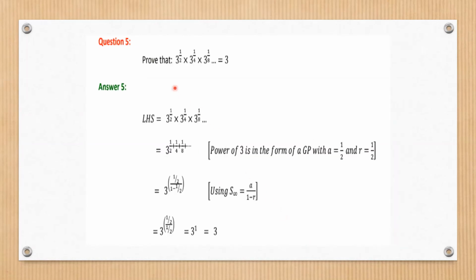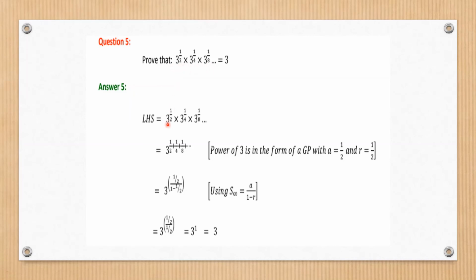Number 5 is a very good question. Prove that 3 raised to power half into 3 raised to power 1 by 4 into 3 raised to power 1 by 8, and so on, is equal to 3. Now you're familiar with this, we have done some questions in your previous exercises of sequences and series, where you know how to execute this kind of product.